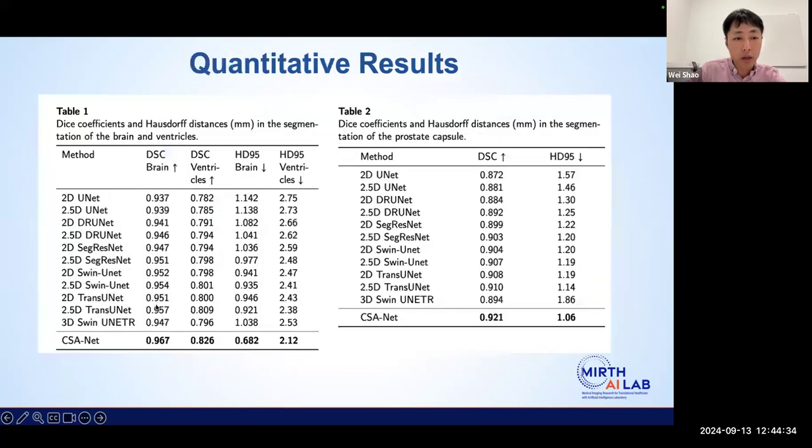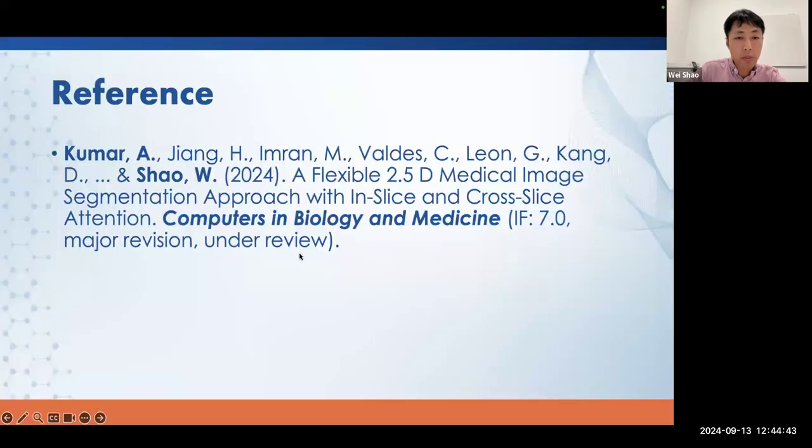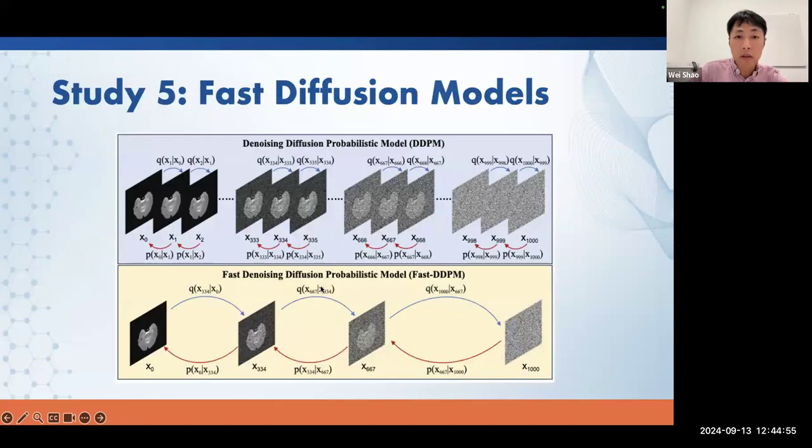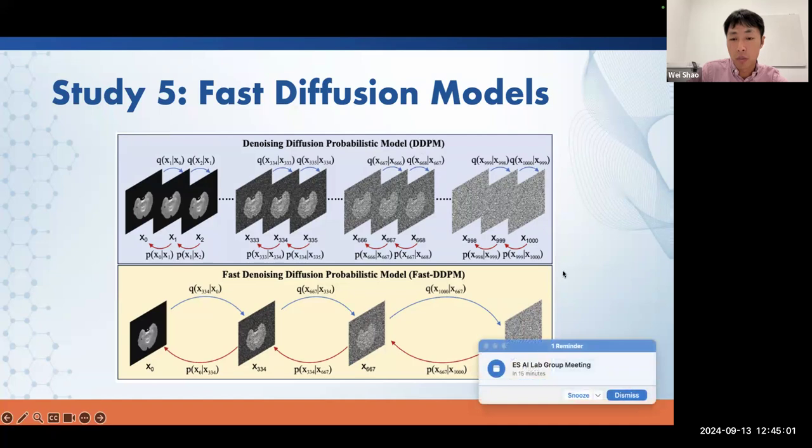By comparing the quantitative results, as you see, our model significantly outperforms current state-of-the-art methods. This paper is currently under review in the journal Computers in Biology and Medicine, and is led by a master student in my lab. Next, I will discuss another project, which is generative AI in computer vision.